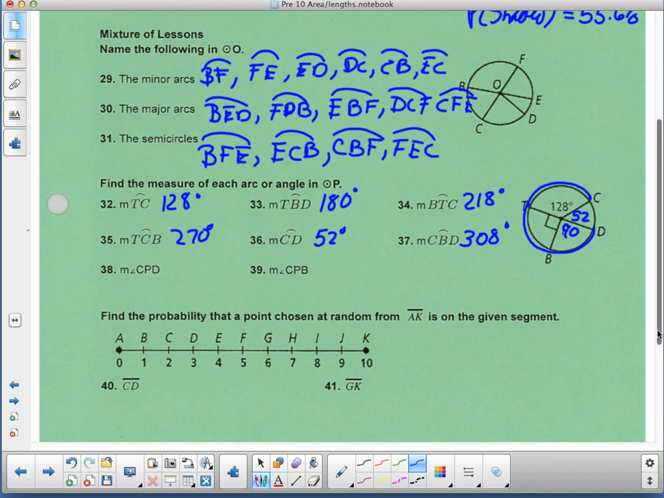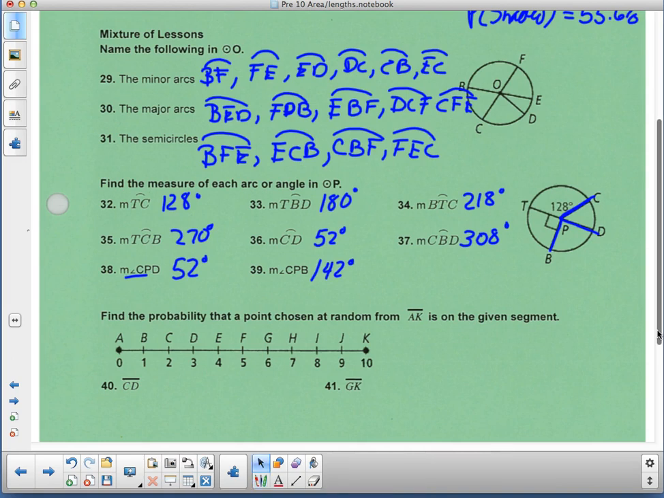And 38, I got CPD, and CPD is this angle. Okay, and then notice the change in notation, and that's 52 degrees. And then angle CPB is 52 plus 90, which is 142.